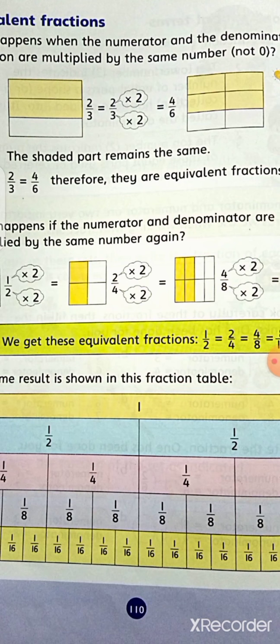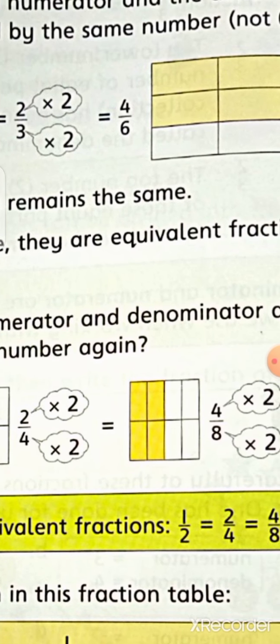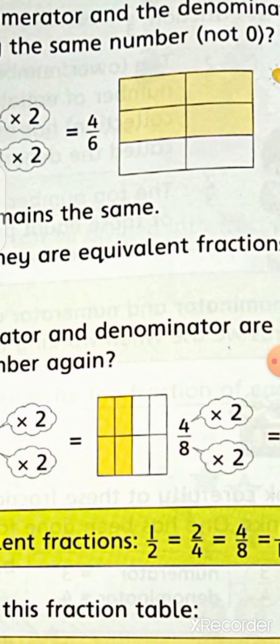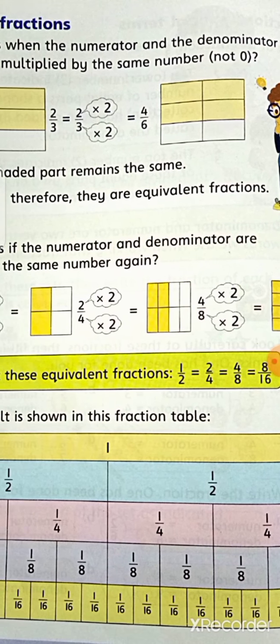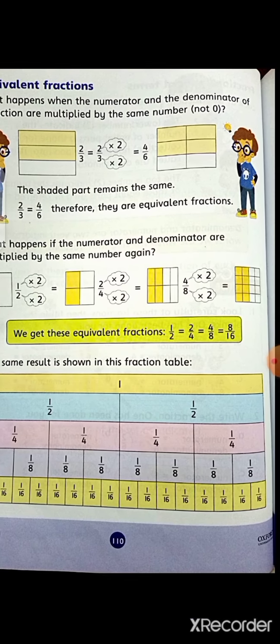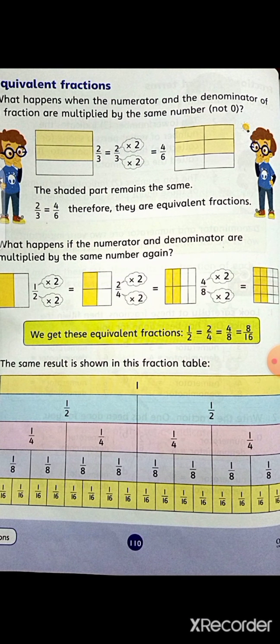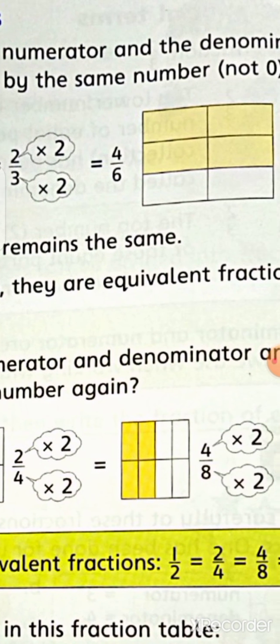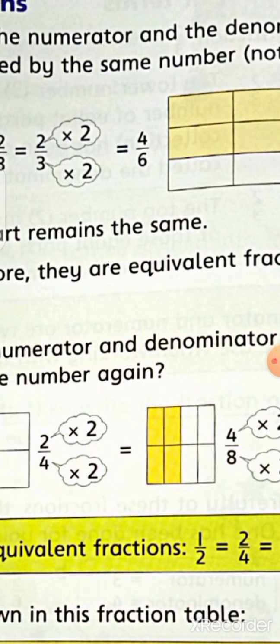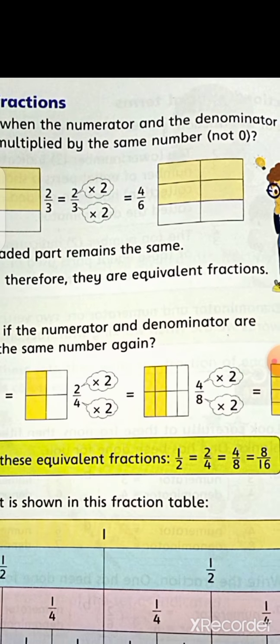In this figure, if you see, 4 parts out of 6 parts are shaded, but if you look carefully at these two figures, 2 over 3 and 4 over 6, the shaded parts are the same. In the same way, if you consider the unshaded parts, 1 over 3 in this figure and 2 over 6 in this figure, both are the same. So these are called equivalent fractions.